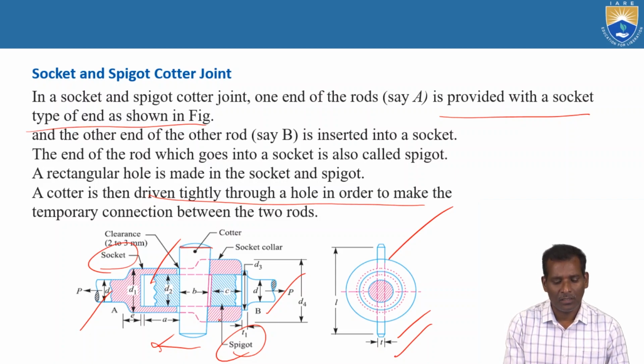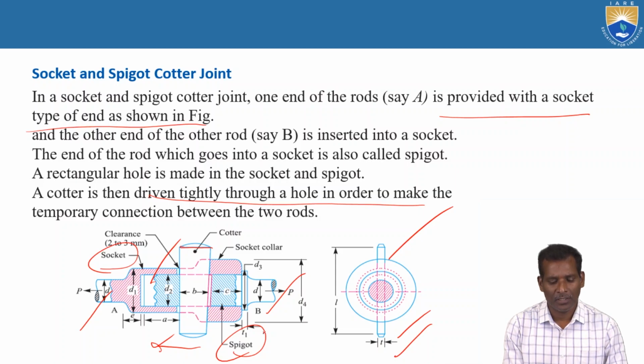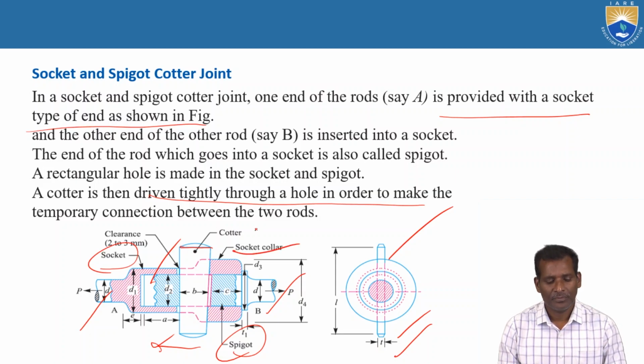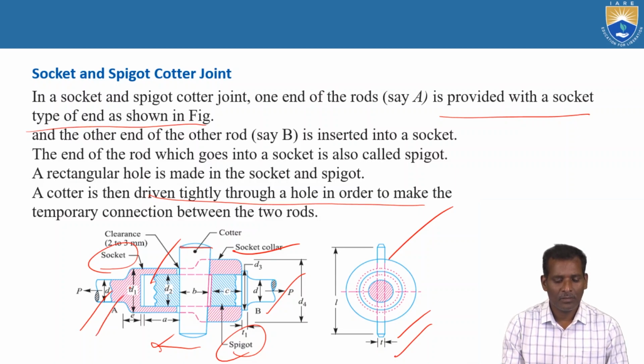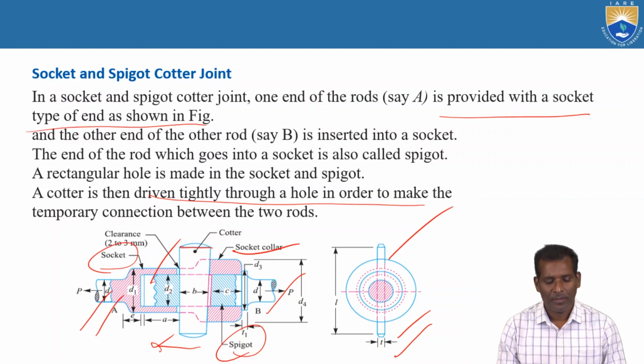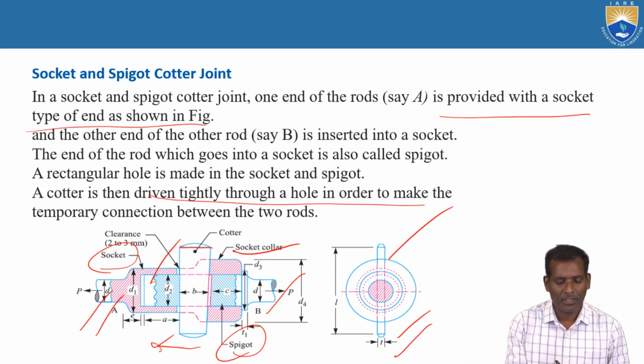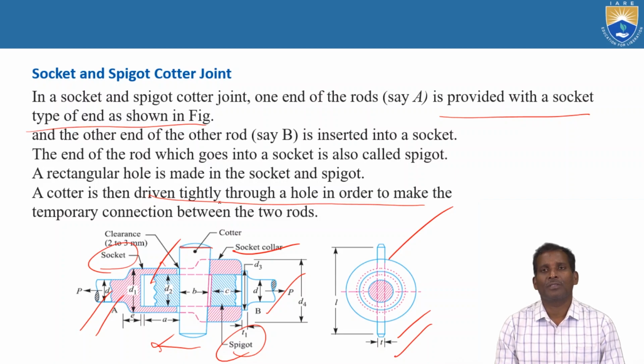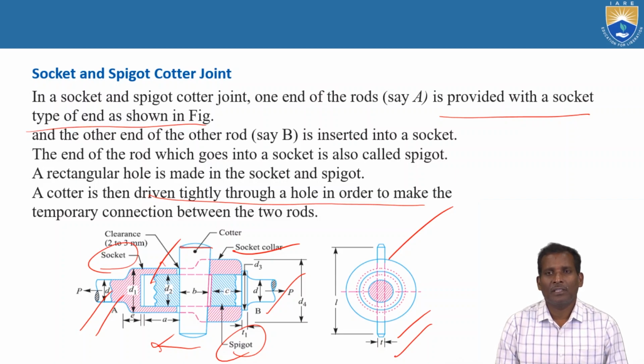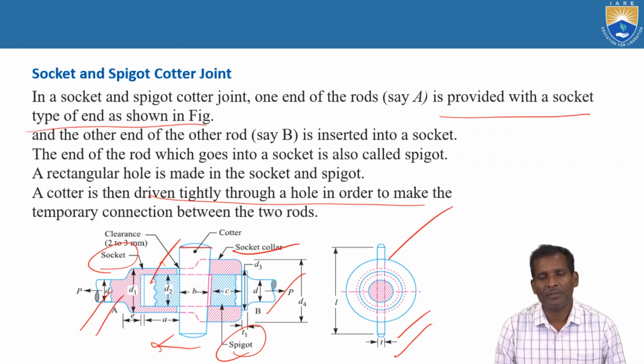See in this, all dimensions related to the spigot and socket rods: the spigot rod's diameter and collar, the socket collar outer diameter and cotter dimensions, and then the socket diameter and inner diameter of the socket, and then clearance. Some clearance is there between the cotter and the socket rods. So all these dimensions have to be designed as per standard empirical relations.